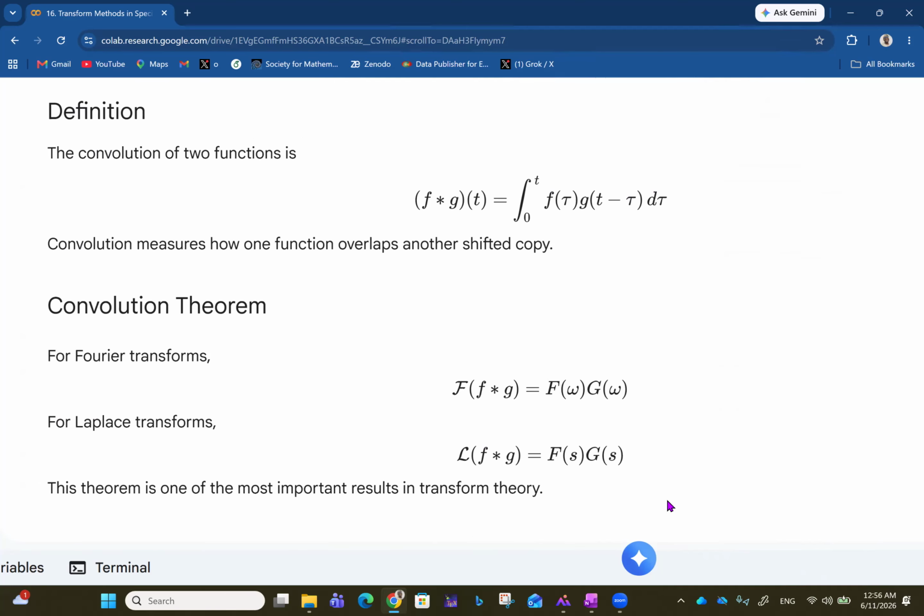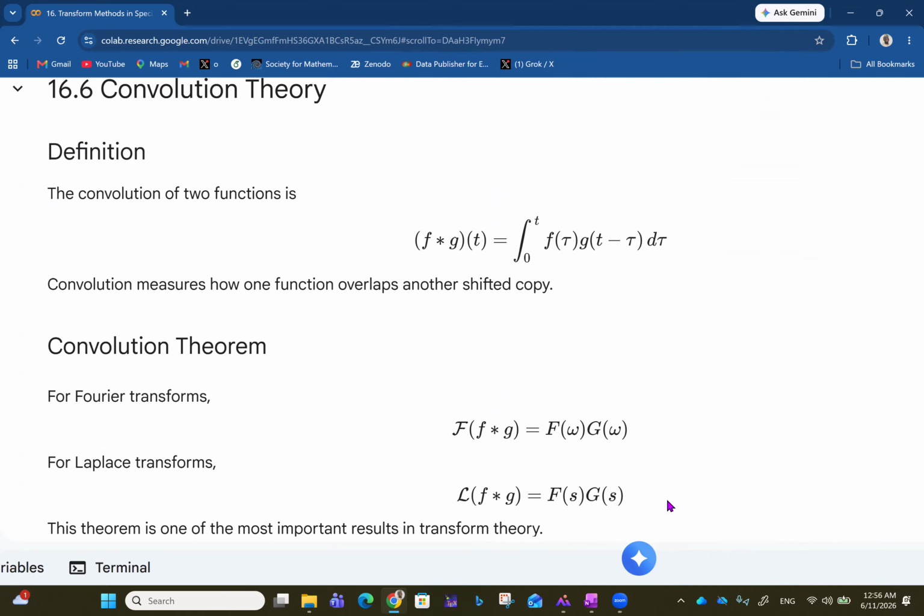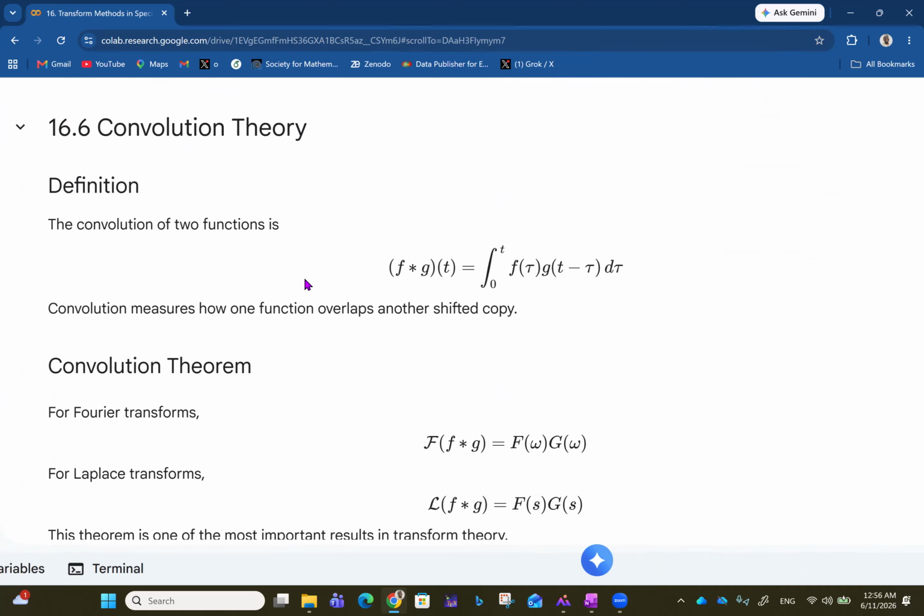Then we go on to the convolution theory. The convolution of two functions, f convoluted with g of t, is equal to the integral from 0 to t of f of tau g of t minus tau d tau. Convolution measures how one function overlaps another shifted copy.